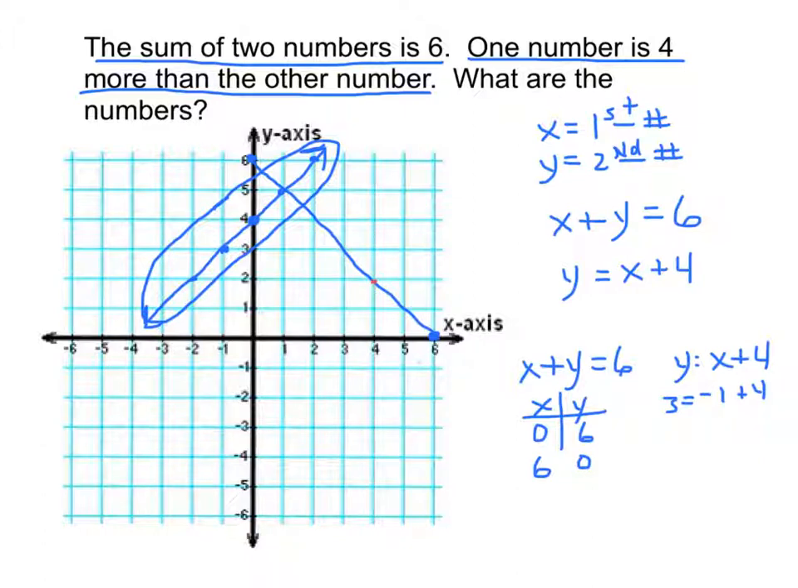However, there's only one point that satisfies both equations. And that one point that satisfies both equations is where they cross, and that is at the point 1, 5. So x is 1 and y is 5, and that certainly satisfies both of those.